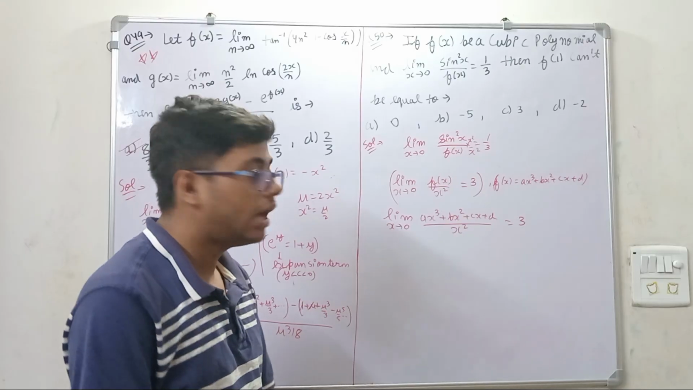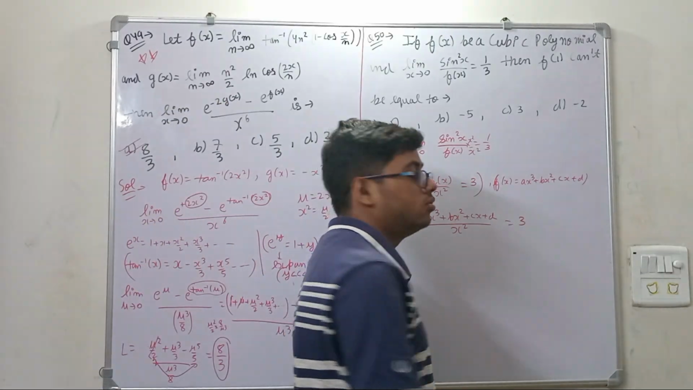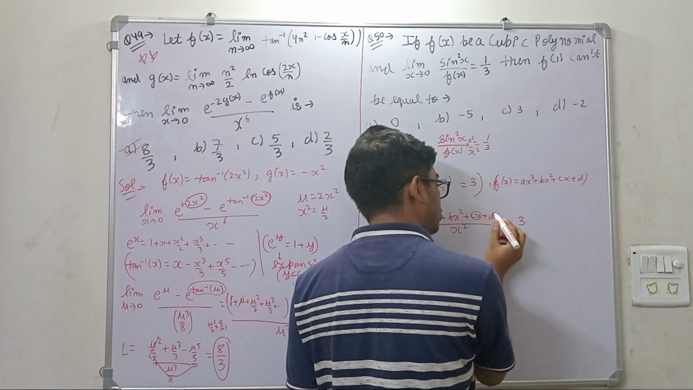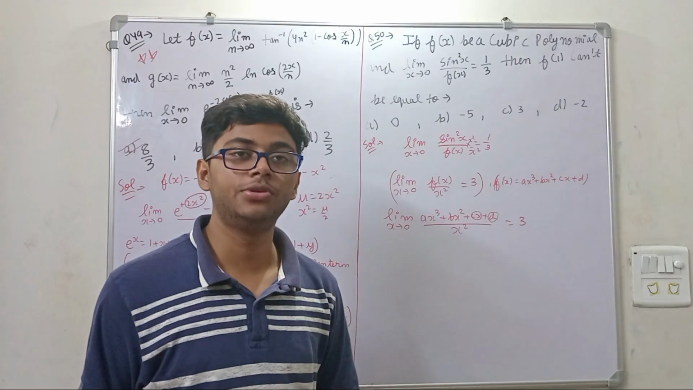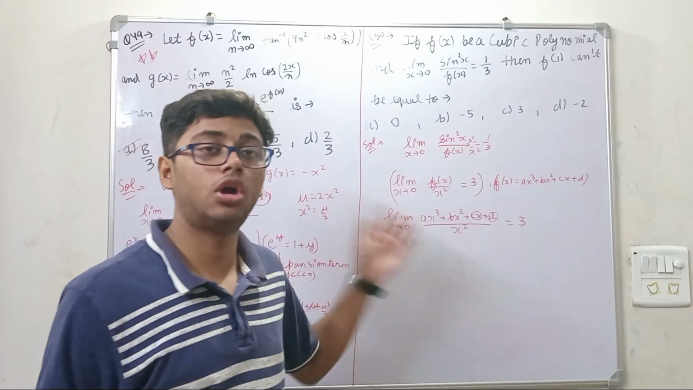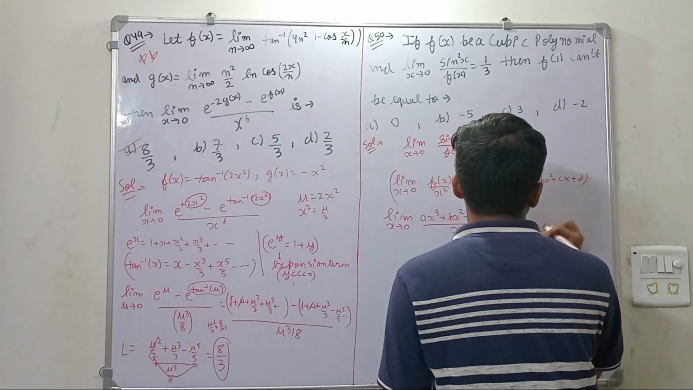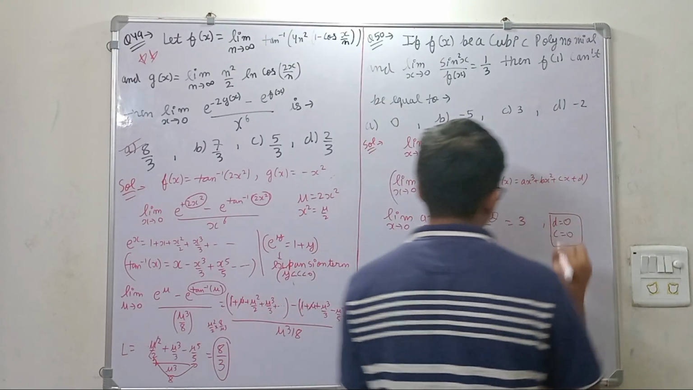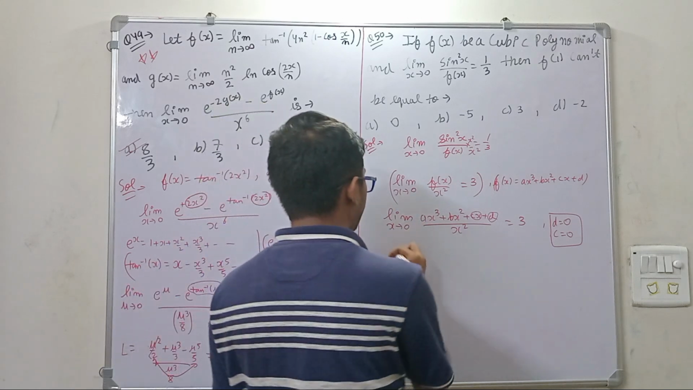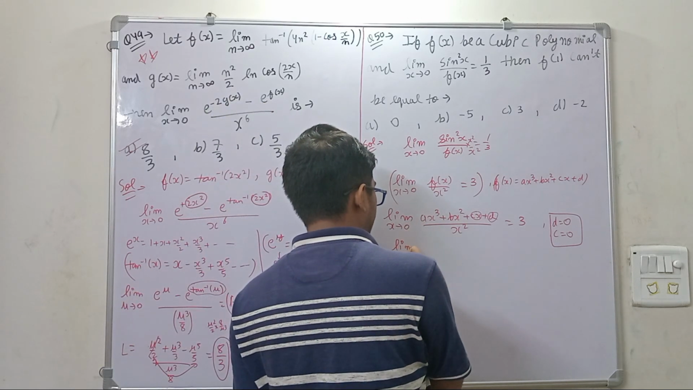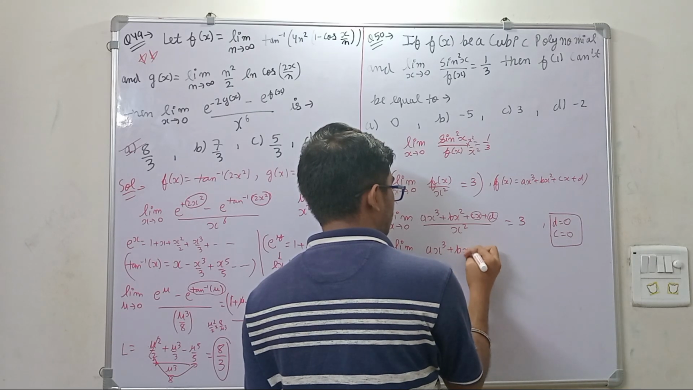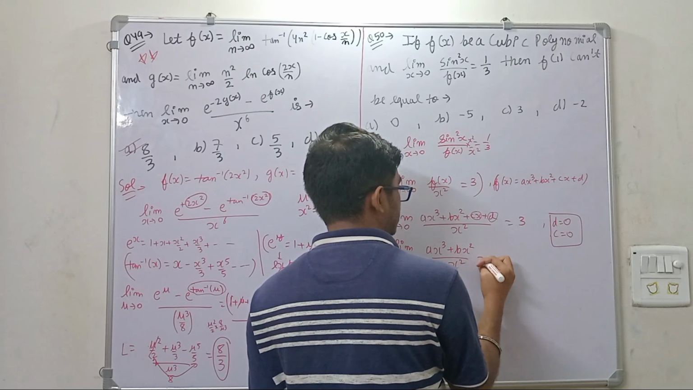Okay, now for this limit to exist, the lowest degree coefficients should be 0, means this d and c should be 0, so that this limit should not tend to infinity or become undefined. So d should be 0 and c should be 0. This is the basic idea. Okay, so what are you left with? You are left with limit x tends to 0 ax cube plus bx square by x square is equal to 3.